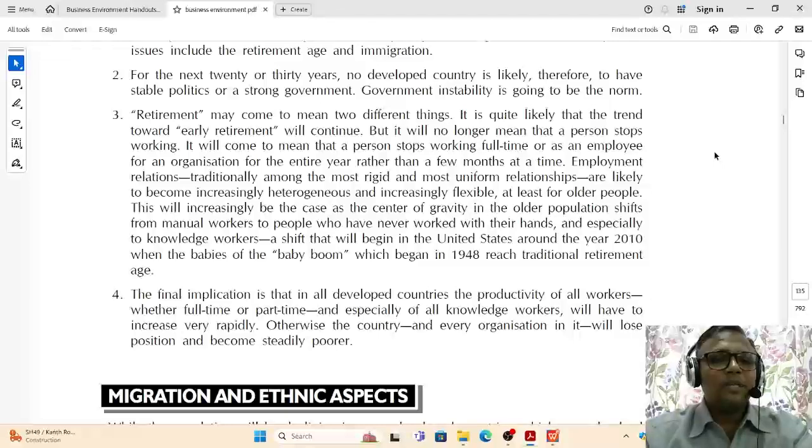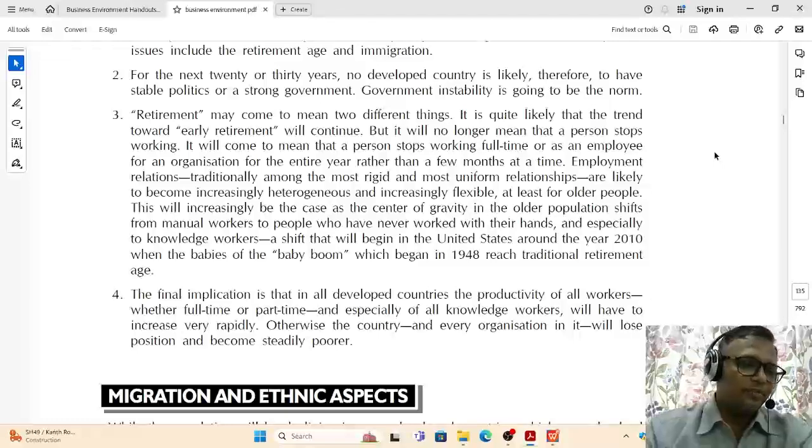This will increasingly be the case as the center of gravity in the older population shifts from manual workers to people who have never worked with their hands, and especially to knowledge workers. A shift that will begin in the United States around the year 2010, when the babies of the baby boom, which began in 1948, reach traditional retirement age. And the final implication is that in all developed countries, the productivity of all workers, whether full time or part time, and especially of all knowledge workers, will have to increase very rapidly. Otherwise, the country and every organization in it will lose its position and become steadily poorer.